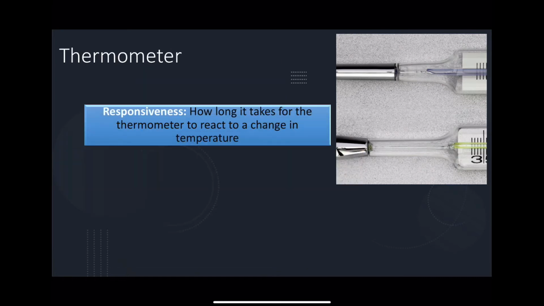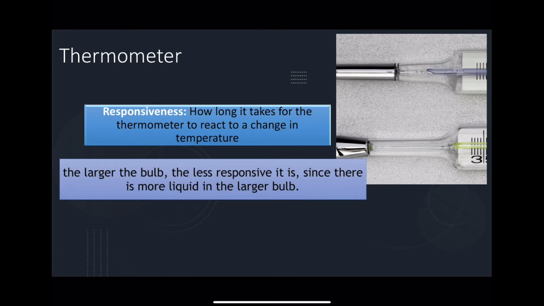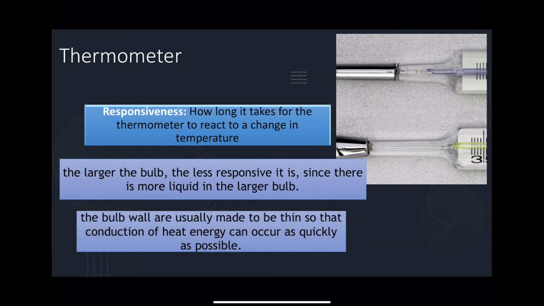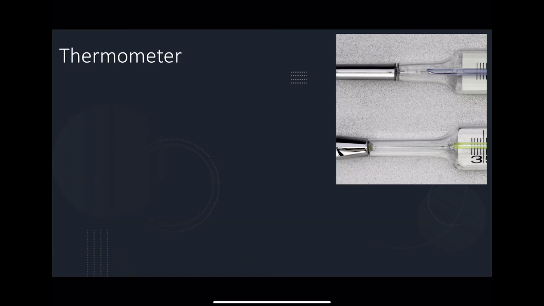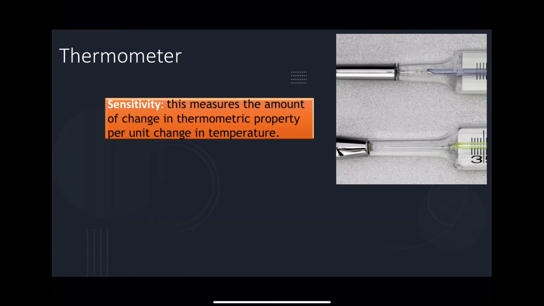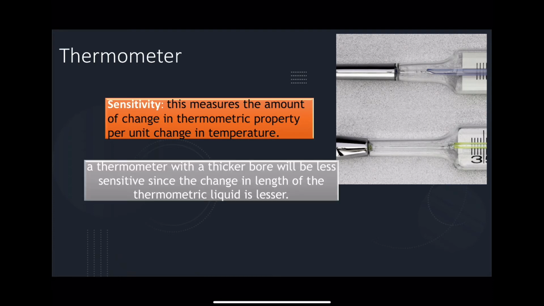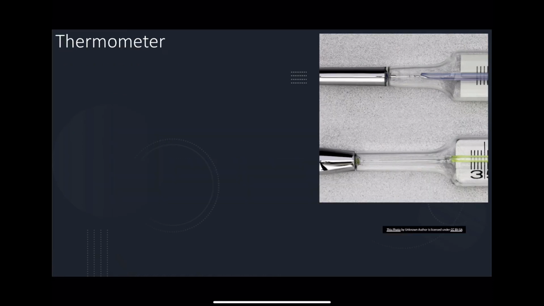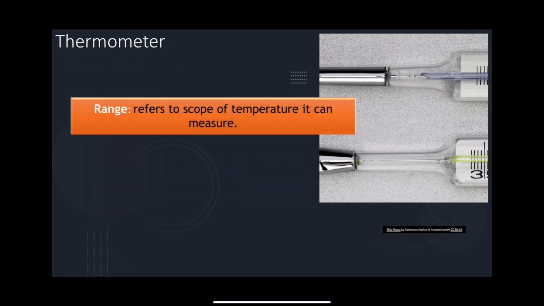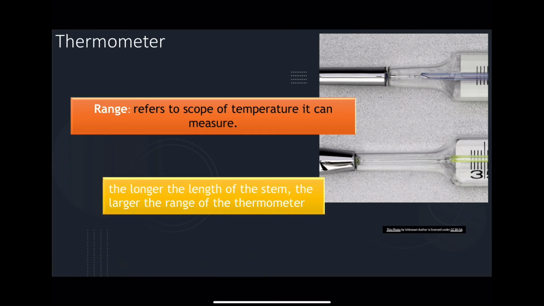Then we need to know a few characteristics of thermometer. First is responsiveness. How long it takes for the thermometer to react to change in temperature. The second characteristic is the sensitivity of the thermometer. This measures the amount of change in thermometric property per unit change in temperature. And the third one is the range. This refers to the scope of temperature it can measure.